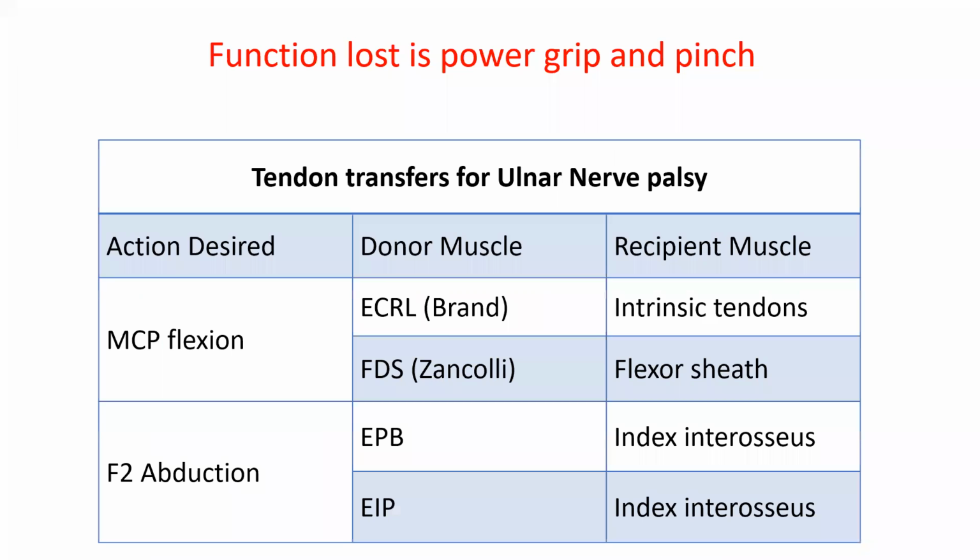And the tendon transfer here is very similar to the median nerve. Here we desire MCP flexion of the 4th and 5th finger. Again, we can use the ECRL tendon, extensor carpi radialis longus, which is supplied by the posterior interosseous nerve, and attach it to the intrinsic tendons, and FD or FDS, and attach it to the flexor sheath. There have been surgeons' names attached to this: Brand transfer and Zancoli transfer.